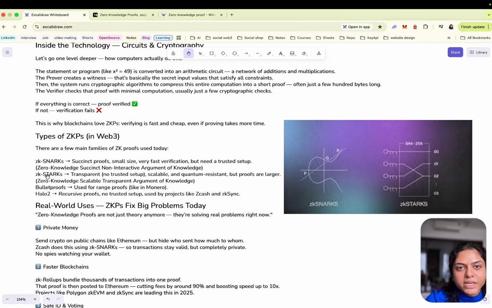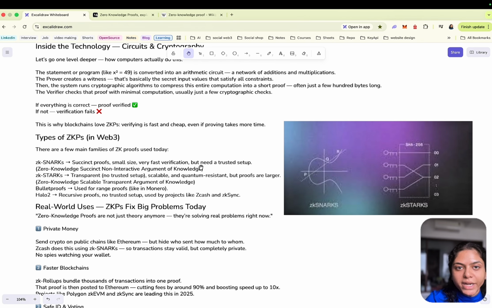zk-STARK. zk-STARK means zero-knowledge scalable transparent argument of knowledge. Transparent means no trusted setup, so there is no need to make a trusted setup. It is scalable and quantum resistant. But the proofs are larger because they ask many types of questions multiple times, so the proof is larger and verifying the proof also takes more time.